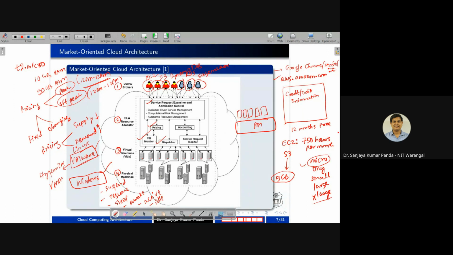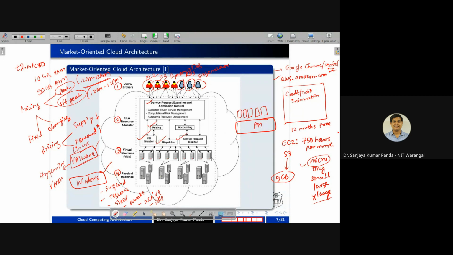Suppose a user is making a request. The request we need to check with the help of the service request examiner unit. So there we need a dispatcher. The service request examiner has successfully accepted that particular request, and the request is going to be executed in a particular virtual machine, so a dispatcher is required. The VM is hosted in a physical machine, so if any communication happens with the underlying technology, then definitely we need a dispatcher.